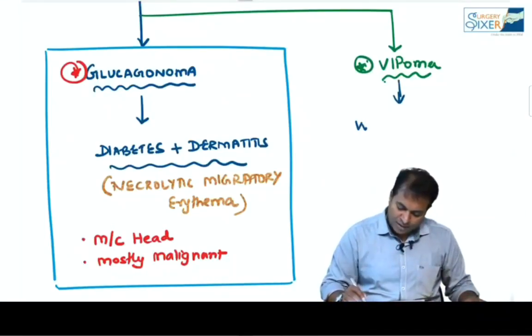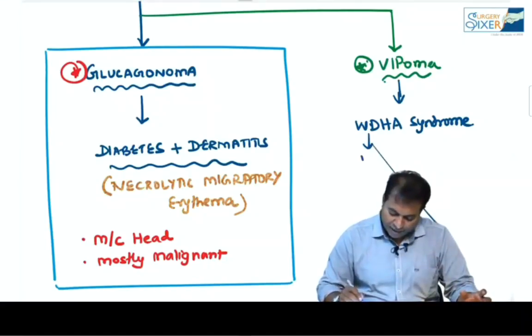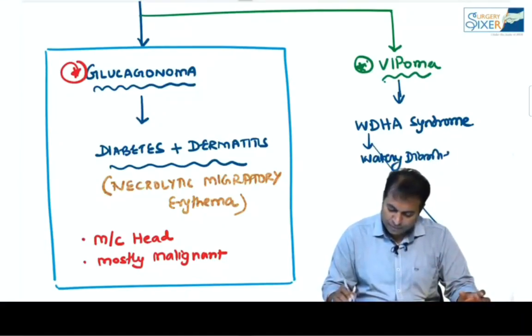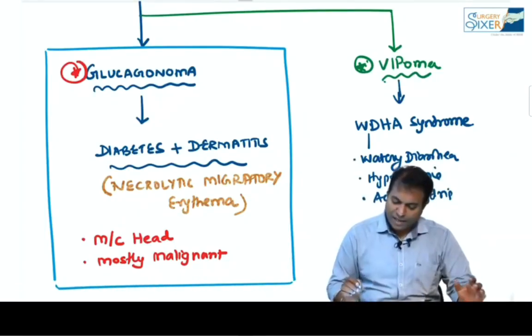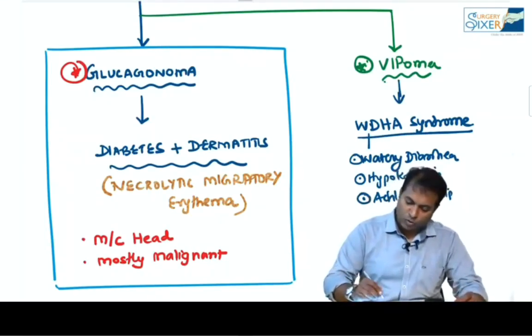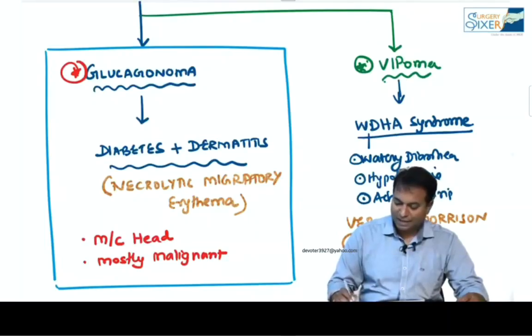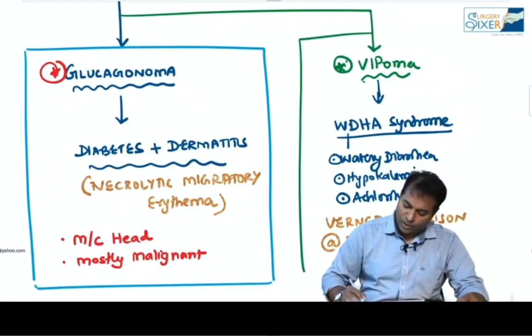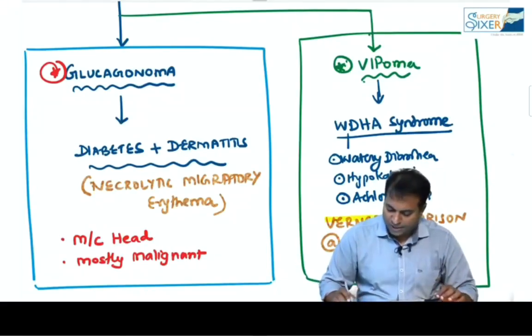VIP-oma is also known as WDHA syndrome. What do you mean by WDHA syndrome? Watery diarrhea, hypokalemia, and achlorhydria syndrome. The syndrome seen in VIP-oma is watery diarrhea, hypokalemia, achlorhydria. It is also known as Werner-Morrison syndrome, also known as pancreatic cholera. So VIP-oma is another neuroendocrine tumor associated with this syndrome, also known as Werner-Morrison syndrome or pancreatic cholera.